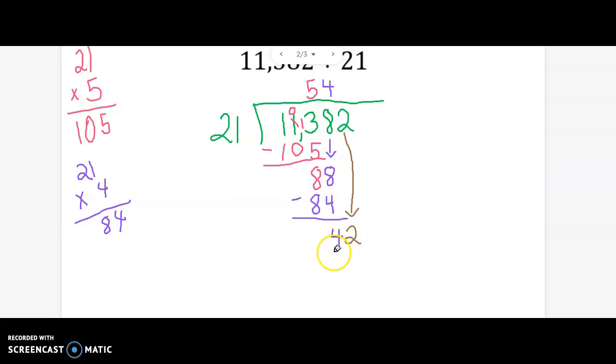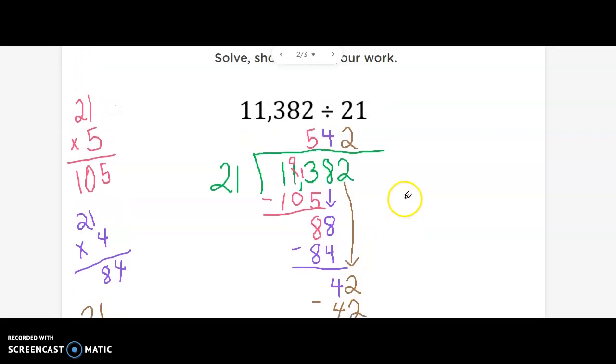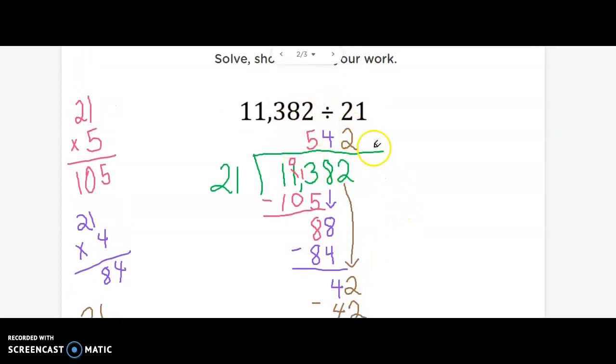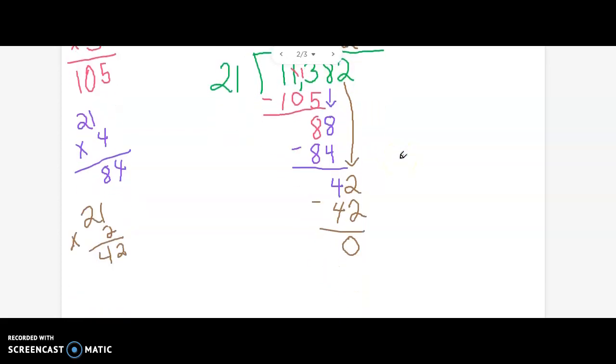I'm going to divide 21 into 42. Ooh, I think that's right. And I'm not sure. I'm going to do that times 2. 2 times 1 is 2. 2 times 2 is 4. Oh, look, it is. So I know that 21 goes into 42 2 times. So I divided, multiplied 2 times 21. We got 42. Now I need to subtract. 2 minus 2 is 0. 4 minus 4 is 0. So I have nothing left over. So my quotient is 542.